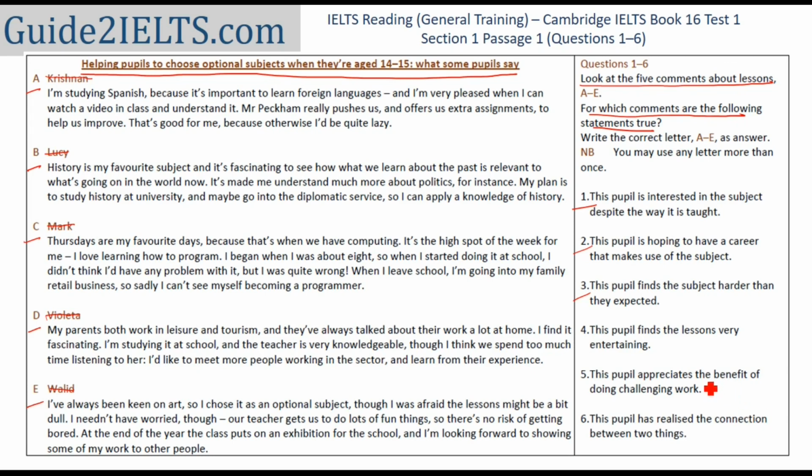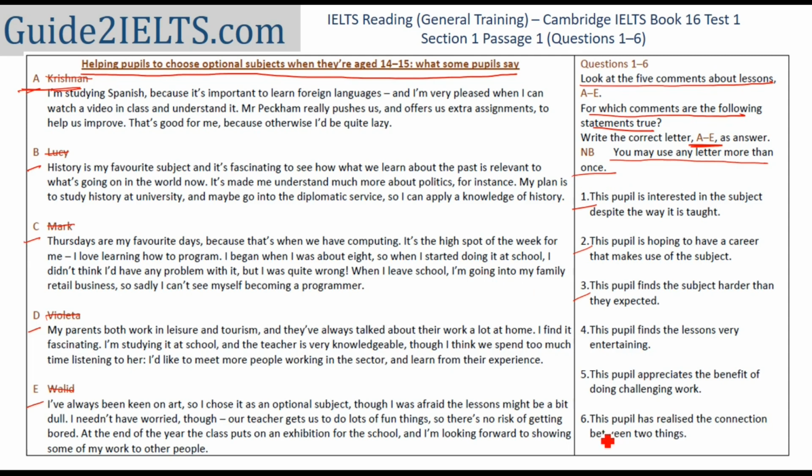Before you start reading the questions, make sure you read the instructions carefully. You're supposed to write the correct letter A to E. If the answer is Krishnan and you write Krishnan instead of A in your answer sheet, it would be marked incorrect. It also says here, you may use any letter more than once.